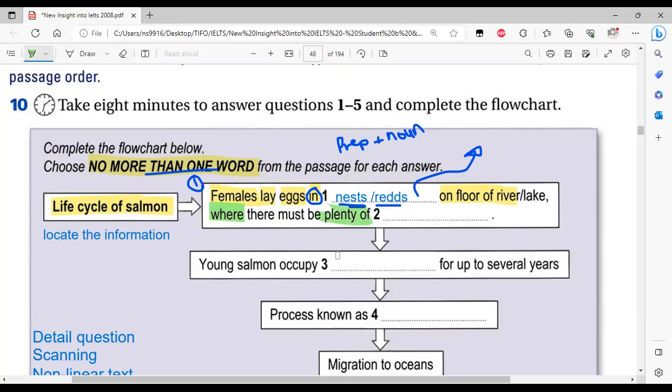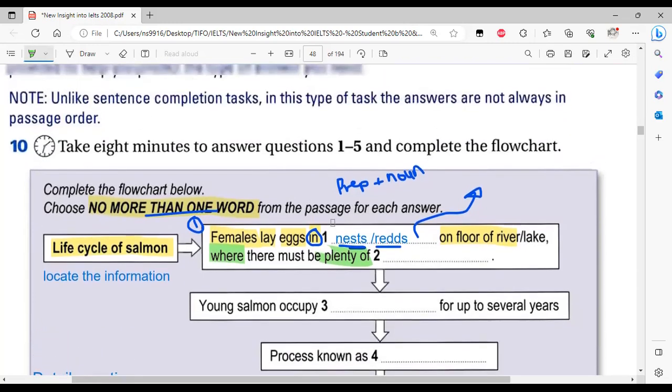I said, when you highlight the keywords before you go to the text, what should you do? You should think of the words that could be used in the text. Where did you say place? Okay, but when I say plenty of, many of them, many more, a lot of, an abundance of, a plethora of, something like this. I told you.